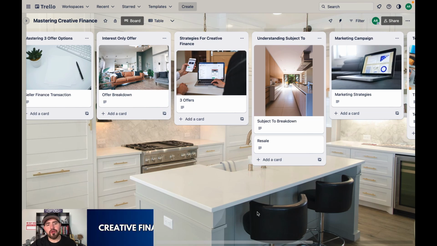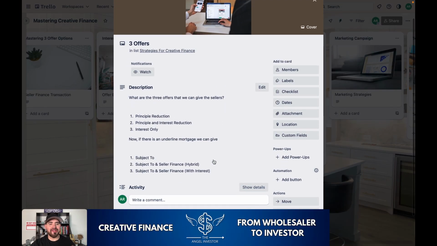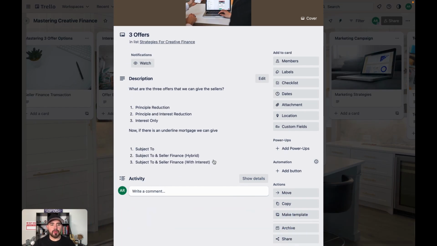So, strategies for creative finance. As soon as we open it up, we're going to see a couple different strategies. We're going to have principal reduction, principal and interest reduction, and interest only. The reason these are broken up in two different categories is because the top category is for free and clear properties that don't have an underlying mortgage.